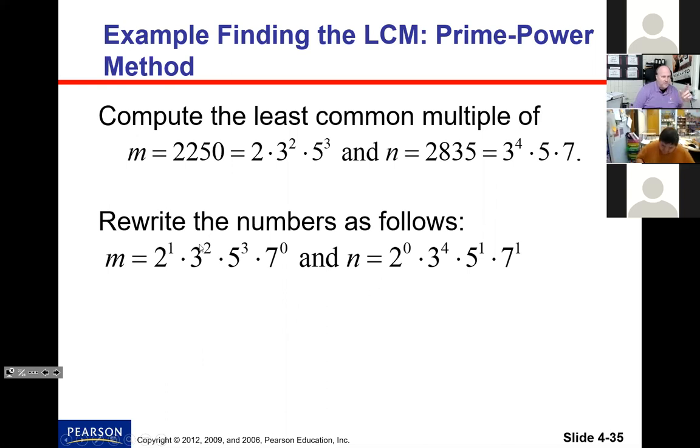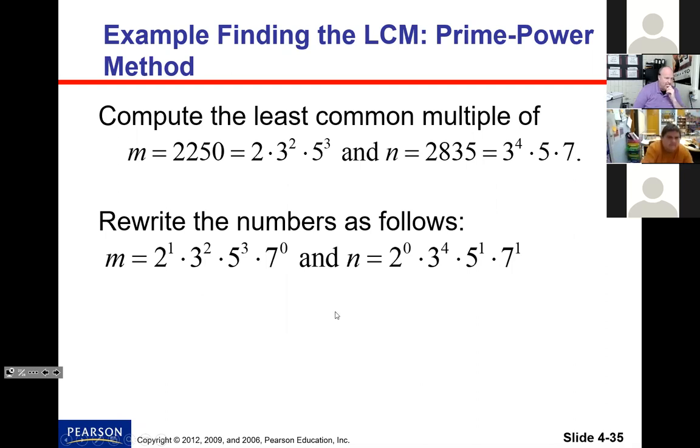Okay, so then we had a 3 to the 2 here, and we had a 3 to the 4. Those are okay because we have 3s. Then we had a 5 to the 3 and a 5 to the 1. That was okay. Here's the other one. We're missing a 7 though, right? We have a 7 in the second one, but we don't have a 7 in the first one. So we have to add in a 7 to the 0 and a 7 to the 1.